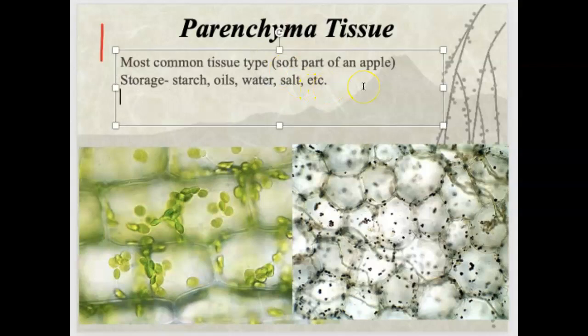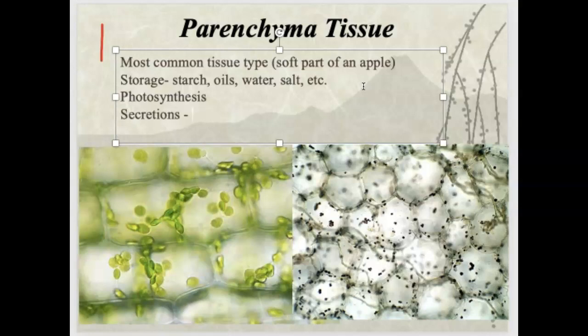Parenchyma tissue is also important for photosynthesis. So you think about all those little green chloroplasts that run photosynthesis, that tends to be located in the parenchyma tissue. And they produce a variety of secretions. Different things called resin, tannins, hormones, and different enzymes. All these products come from parenchyma tissue.